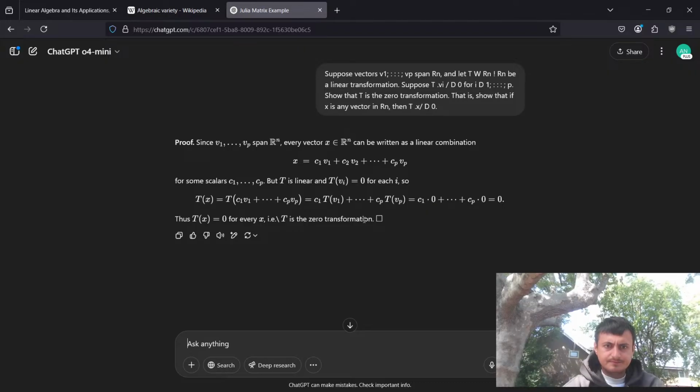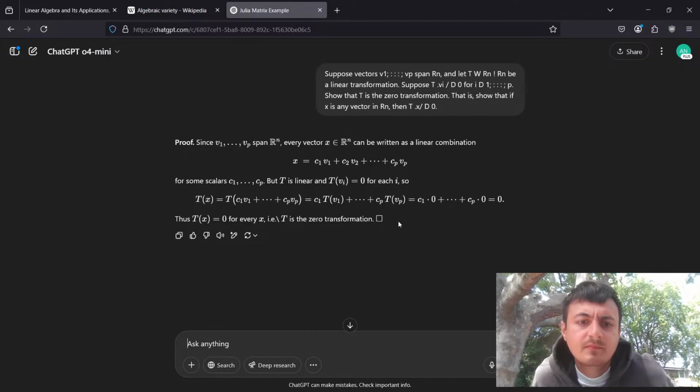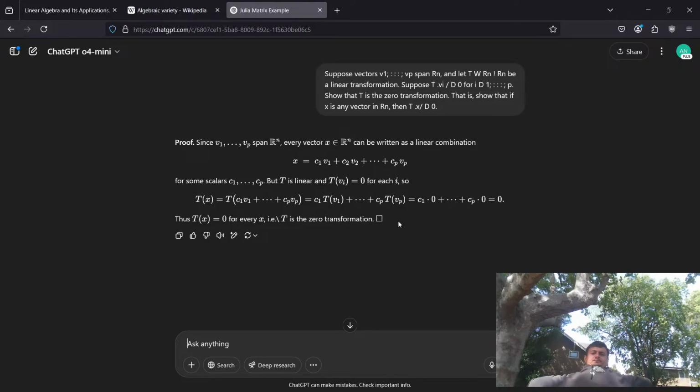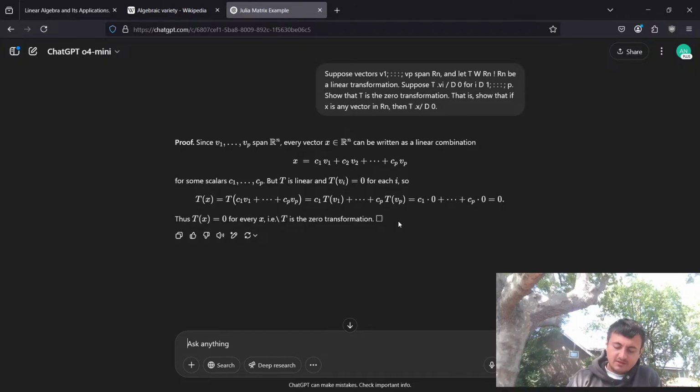Okay, so you distribute. Wait. Right. Oh, okay. You know what? That's actually a good proof. Yeah. So the proof of this is, because v1 to vp spans Rn, then for all x, we can write x equal to the sum of ci vi from 1 to p. Okay, so this is just a linear combination.